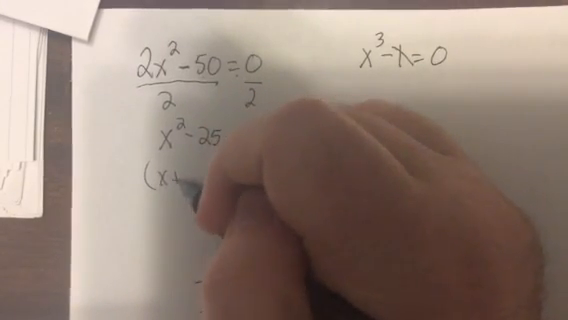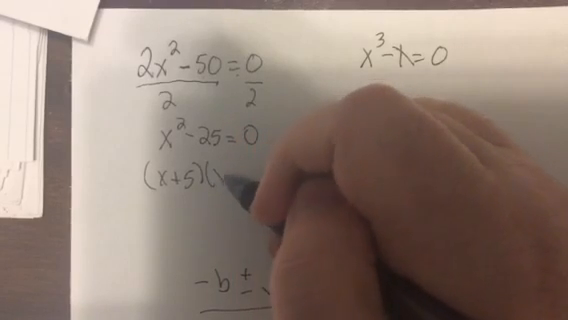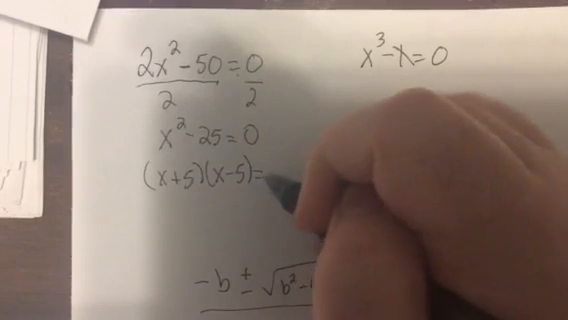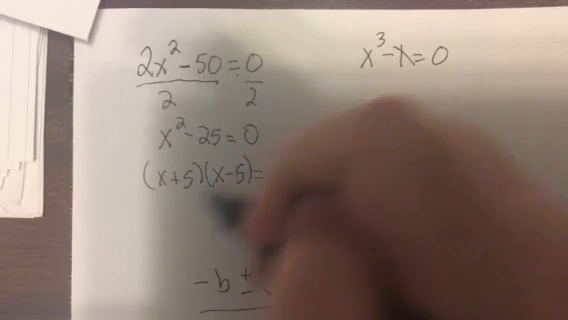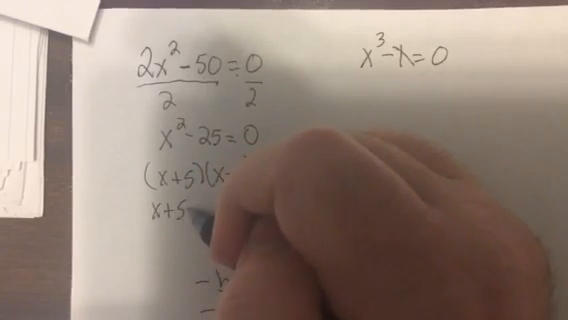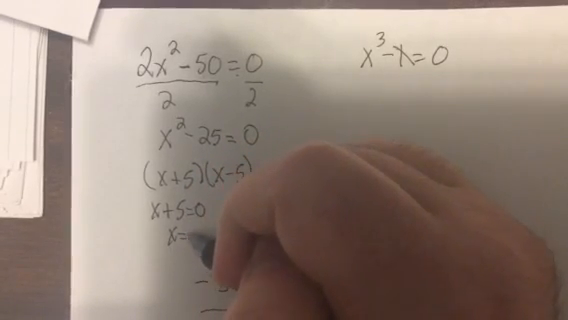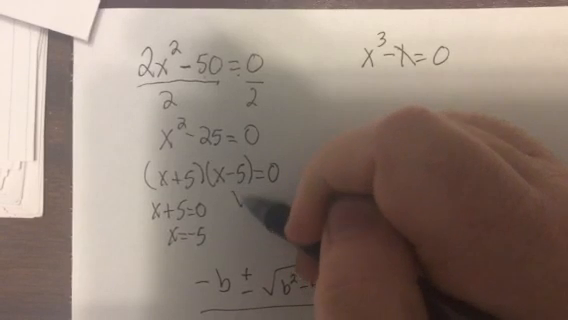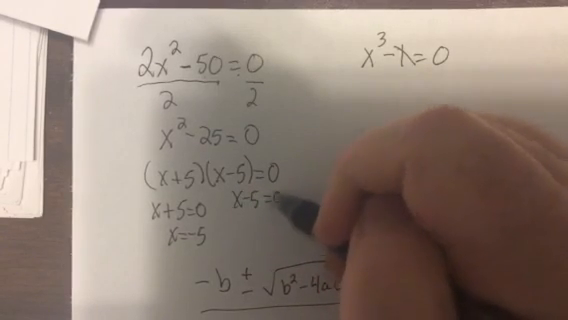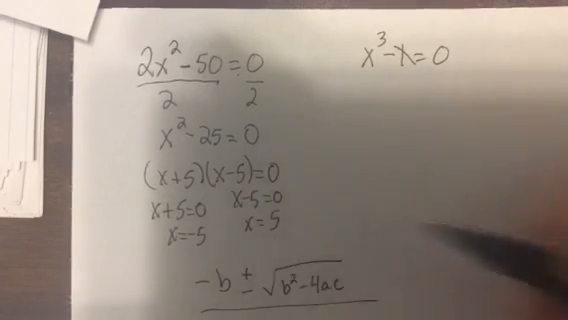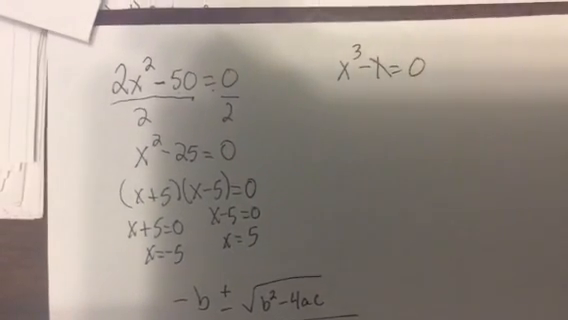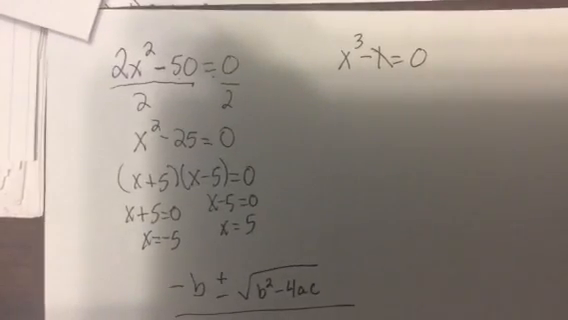So this would be x plus 5, x minus 5 equals 0. I have a product equal to 0, so x plus 5 equals 0. X equals negative 5. X minus 5 equals 0, so x equals 5. But it does not work with a variable.